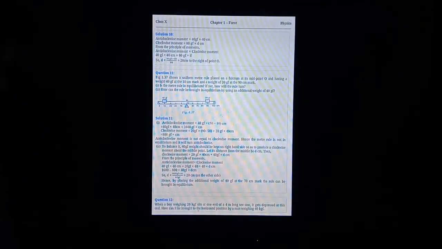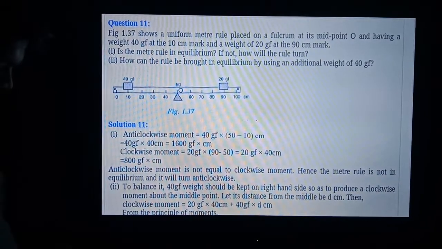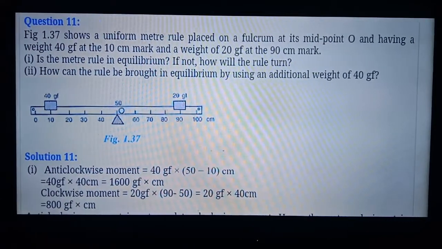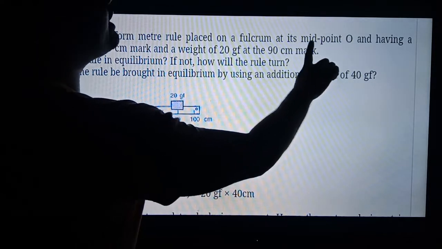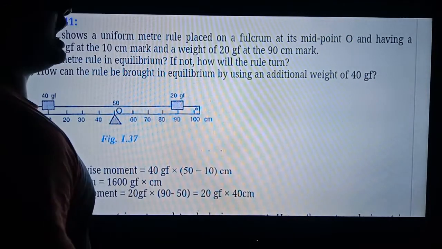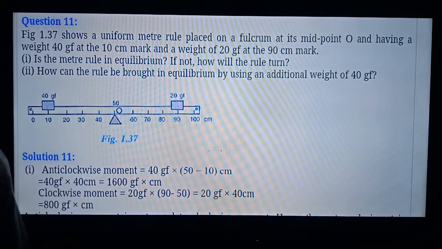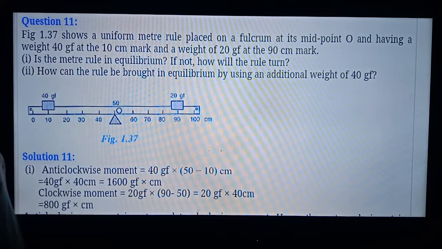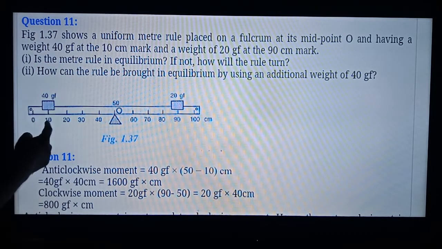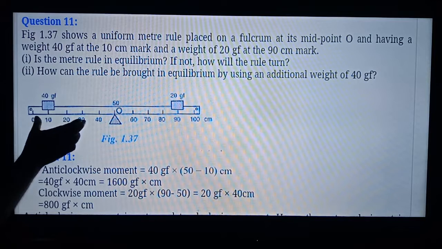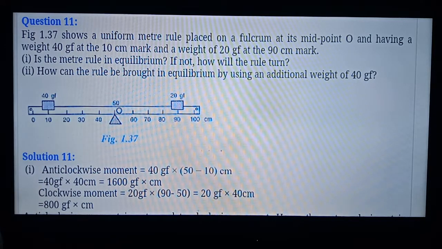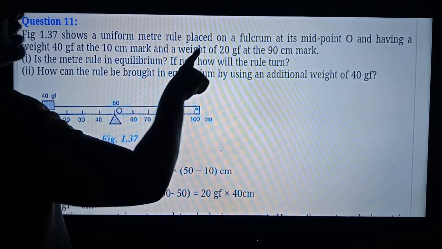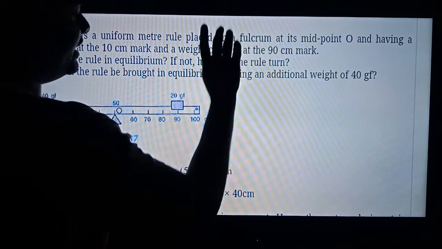See question number 11. This question shows a uniform meter rule placed on a fulcrum at its midpoint O and having a weight of 40 GF at 10 centimeter mark. So a 40 GF weight is placed at 10 centimeter mark. So this distance will be 50 minus 10, that is 40. Then the weight of 20 GF at 90 centimeter mark.